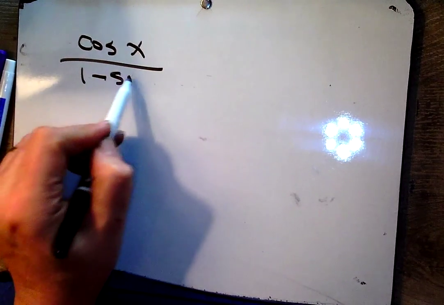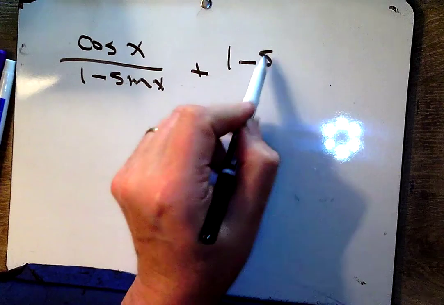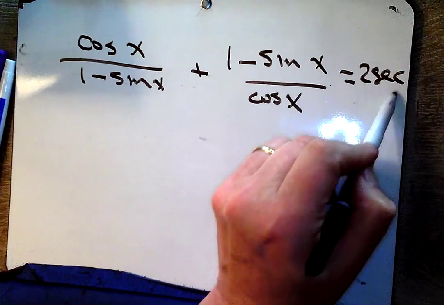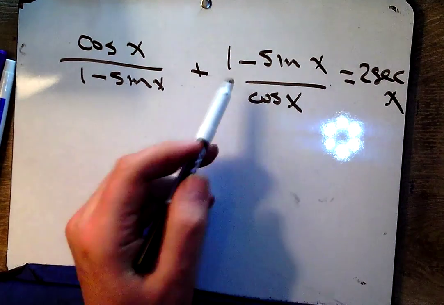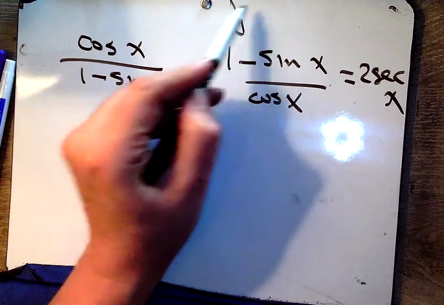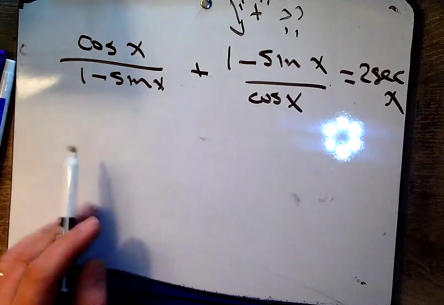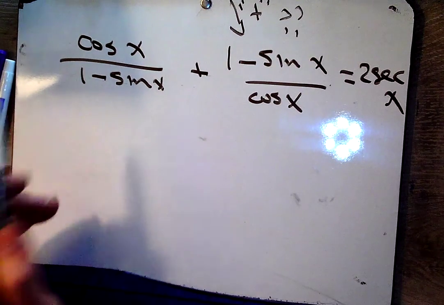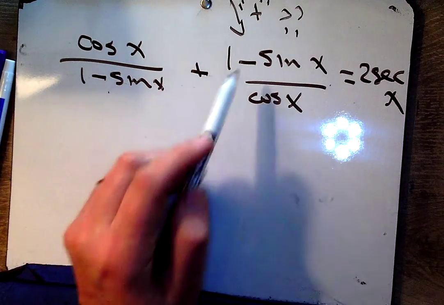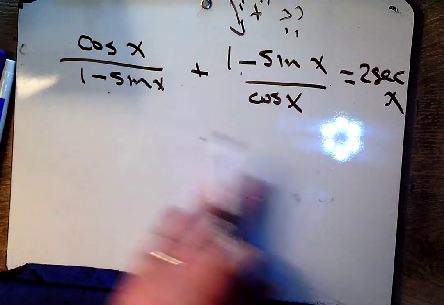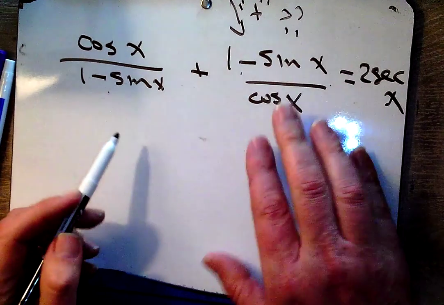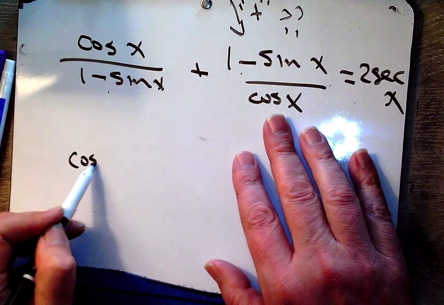Okay, how about this one? Cosine x over 1 minus sine x plus 1 minus sine x over cosine x should equal 2 secant x. I'm wondering if that's supposed to be a plus. Let's find out. So what do you want to do? Some students say they would like to multiply top and bottom by the conjugate. Other students say let's make a common denominator. I would probably try the conjugate first myself, but most students are going to make a common denominator.